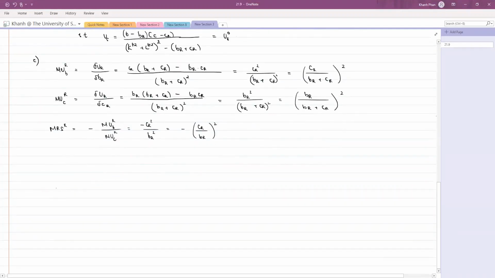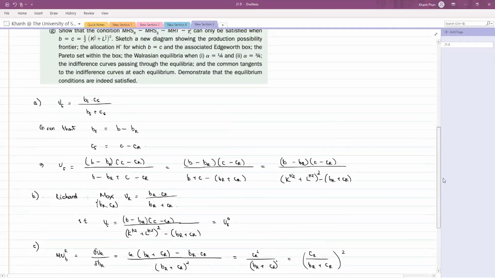All right, so we do very similarly for SET. Now, given that the utility function for SET is exactly the same as the utility function for Recharge, everything is going to be the same. So therefore, the marginal rate of substitution for SET is just going to be the negative of CS on BS, everything squared. The only thing different is the notation over here, but everything else is the same because it's exactly the same utility function. All right, so we have done part C.